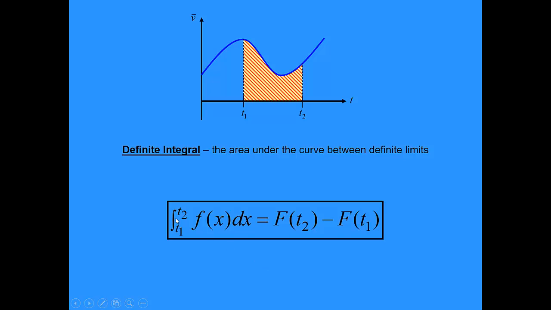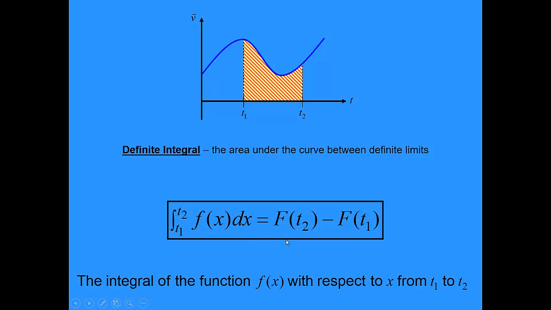This little symbol here is a stretched German S. Draw a capital S and stretch it. S for summation, because it's the limit of a sum of the area of the rectangles. This is called an integral sign, this stretched S. So you would read this as the integral of the function f of x with respect to x evaluated from t1 to t2.